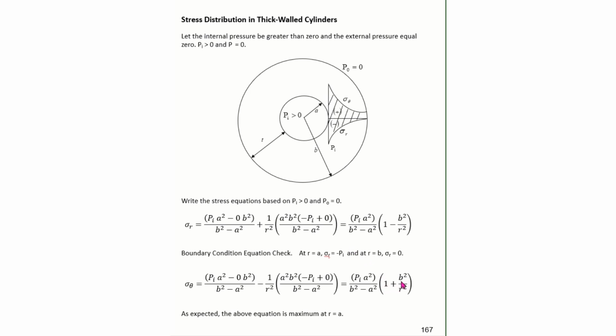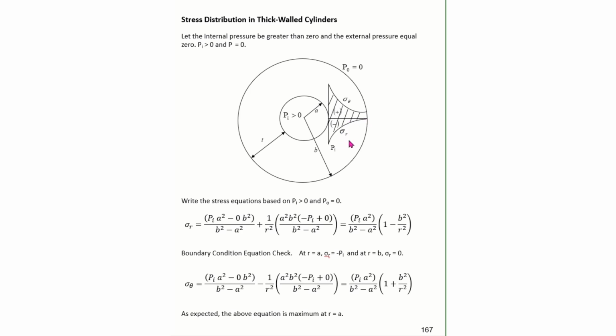This quantity, 1 plus B squared over R squared, will always be bigger than 1 minus B squared over R squared, since B's and R's are squared in their geometry values. So this quantity here will always be larger than this, which tells me that my sigma theta is the critical stress. My sigma theta will always have a larger value than the radial stress. We can see here that the circumferential stress does not go to 0 out here on the free end, but my radial stress does go to 0.